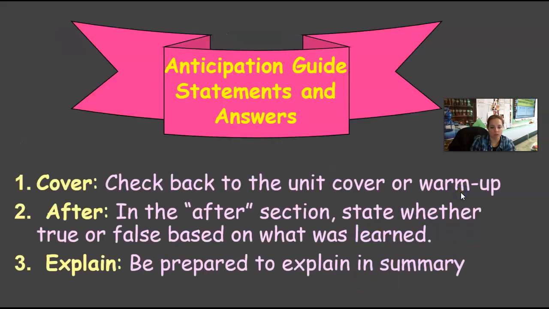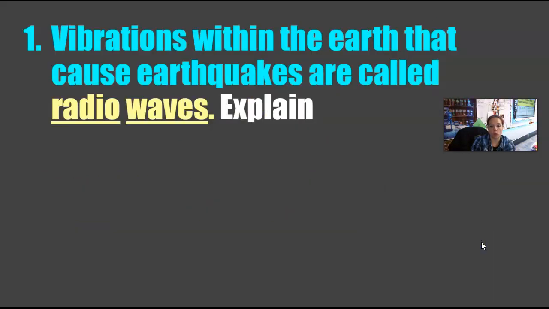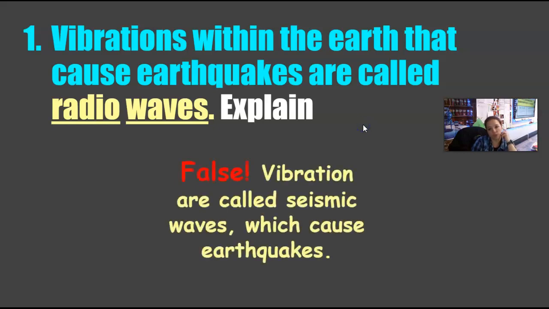All right, now that we're done with this, please flip back to the anticipation guide, page 3, in the pink. And we're going to answer 1. You're going to answer true, false, and then explain. So vibrations within the Earth that cause earthquakes are called radio waves. No, those are things you hear. The things that cause earthquakes are called seismic waves. They cause earthquakes.